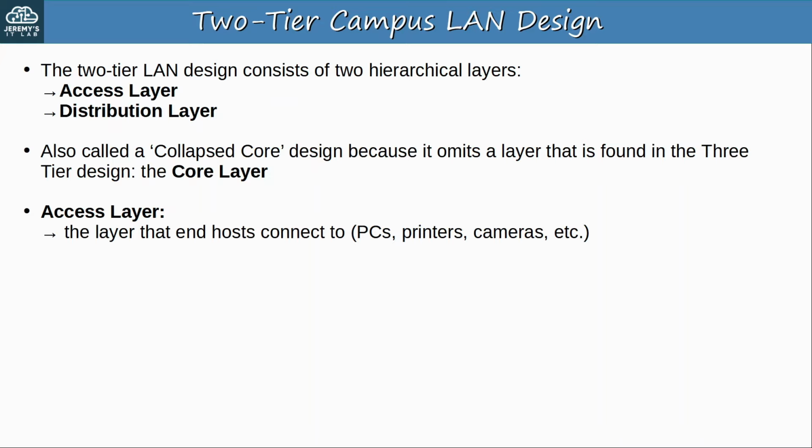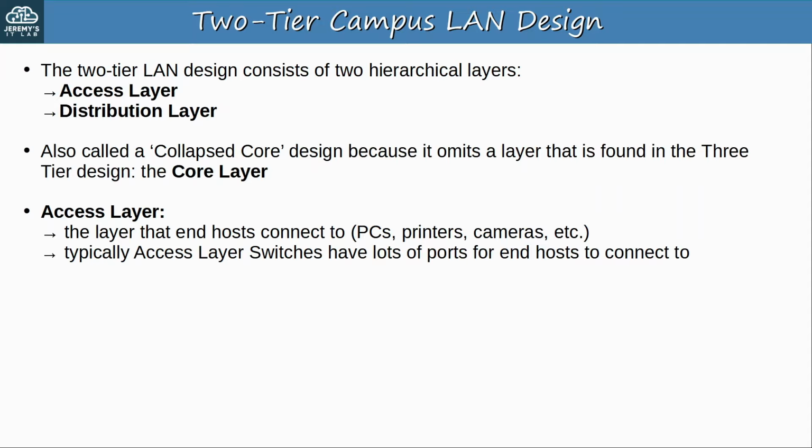This is the layer that end hosts connect to, for example, PCs, printers, security cameras, etc. They will usually connect to an access layer switch. So typically, access layer switches have lots of ports for end hosts to connect to. QoS marking is typically done here.